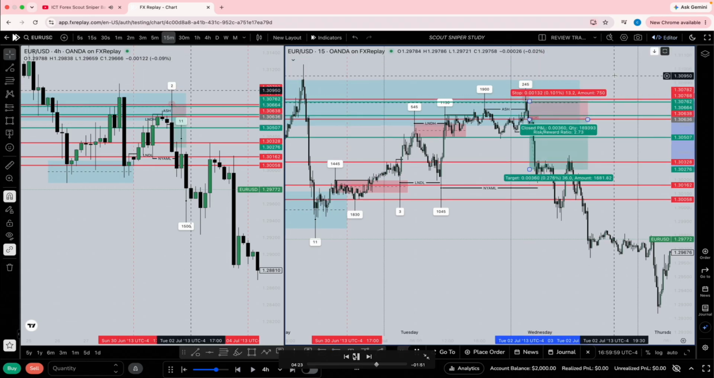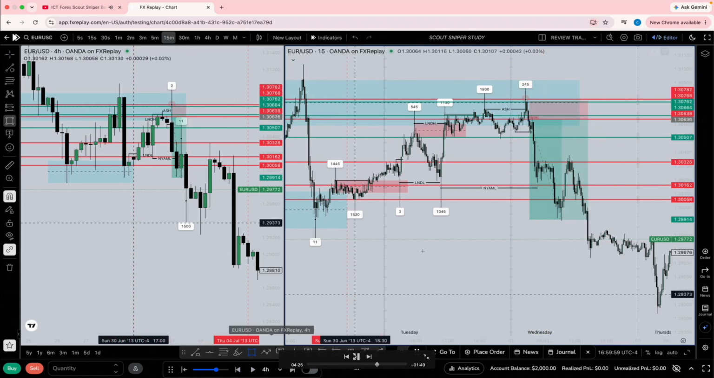Swept the Asia high. Trade off of here. After this market structure shift, the imbalance was left open. Price retraces into it and expands now, taking out this London low, taking out Asia, New York, and Asia.